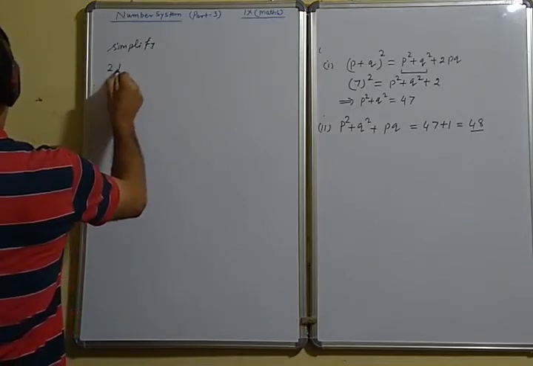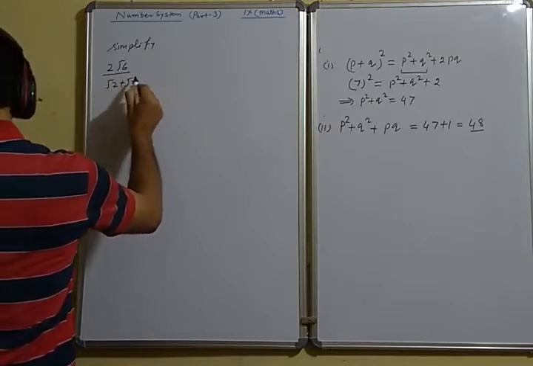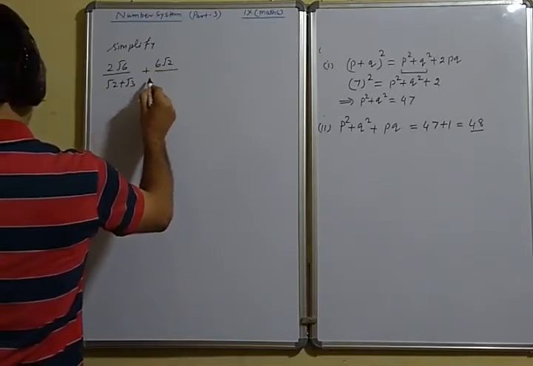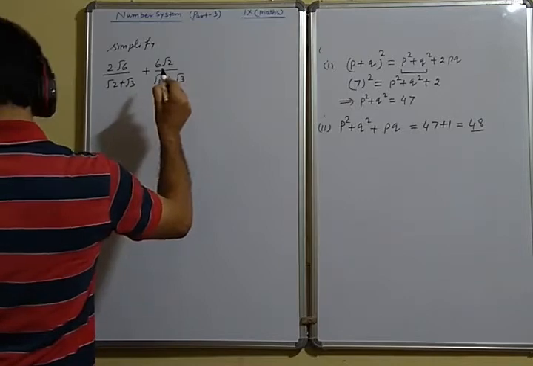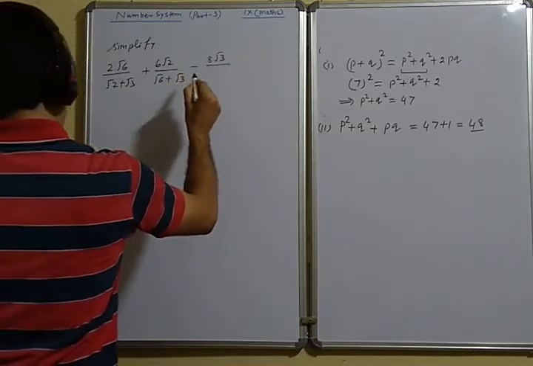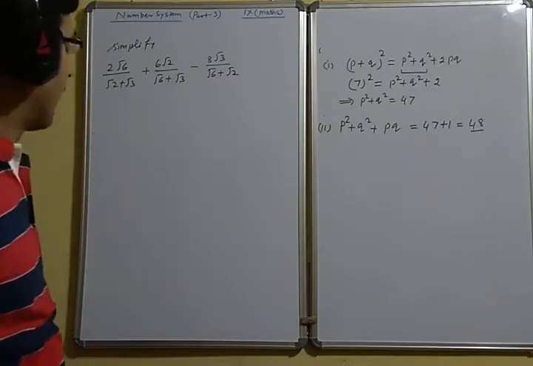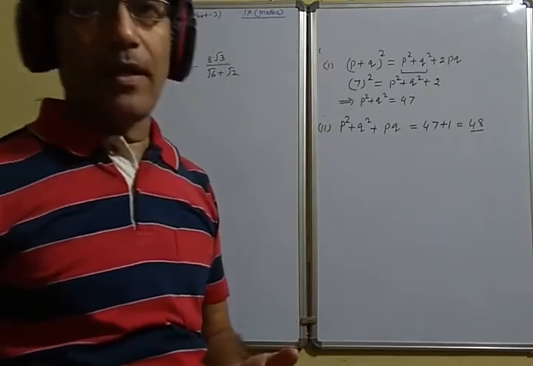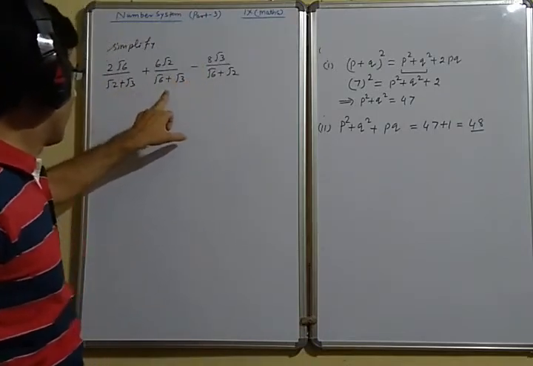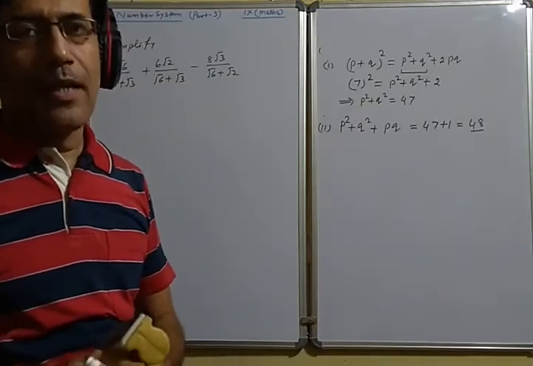Simplify 2 root 6 divided by root 2 plus root 3, plus 6 root 2 divided by root 6 plus root 3, minus 8 root 3 divided by root 6 plus root 2. We have to simplify it. Here we have 3 different factors, first, second and third. They have different denominators which are irrational. So now we have to rationalize each.